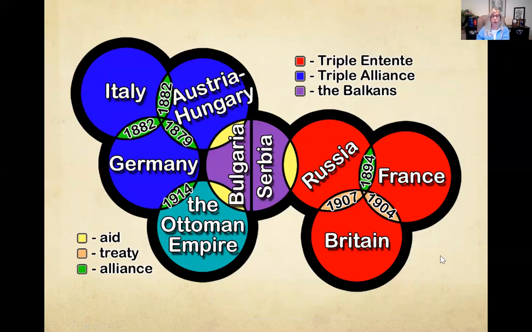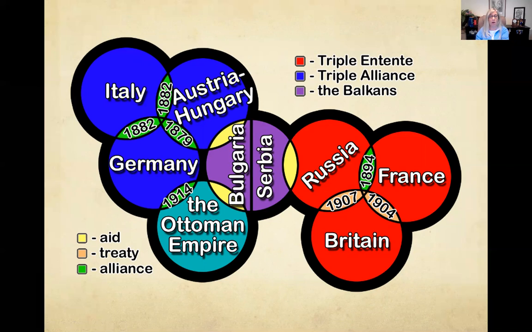This is kind of an overview of the various alliances. The two main alliances will be the Triple Entente and the Triple Alliance. When we get to World War II, we're going to call these the Central Powers and the Allied Powers. But for now, the Triple Alliance would be the Central Powers: Italy, Germany, Austria-Hungary. They're kind of in the central part of Europe. And then the Triple Entente would be Great Britain, France, and Russia.